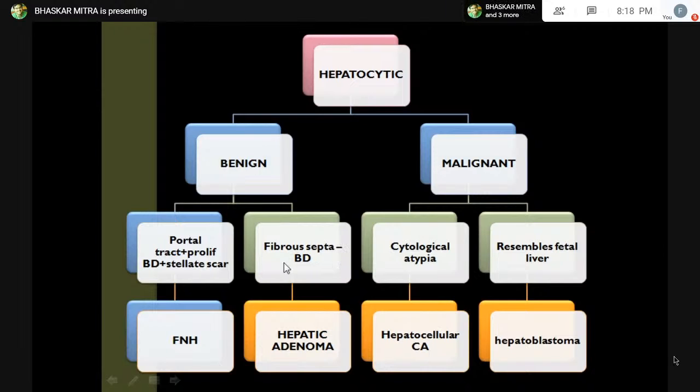If the fibrous septa is not there, bile ductular proliferation is not there, only nodules of hepatocytes, we consider this as a hepatic adenoma. If it is malignant and the hepatocytes show more and more cytological atypia, we might be dealing with a hepatocellular carcinoma. And if the hepatocytes resemble the fetal liver tissue, we may be dealing with a case of hepatoblastoma. So this is about the hepatocytic proliferation.